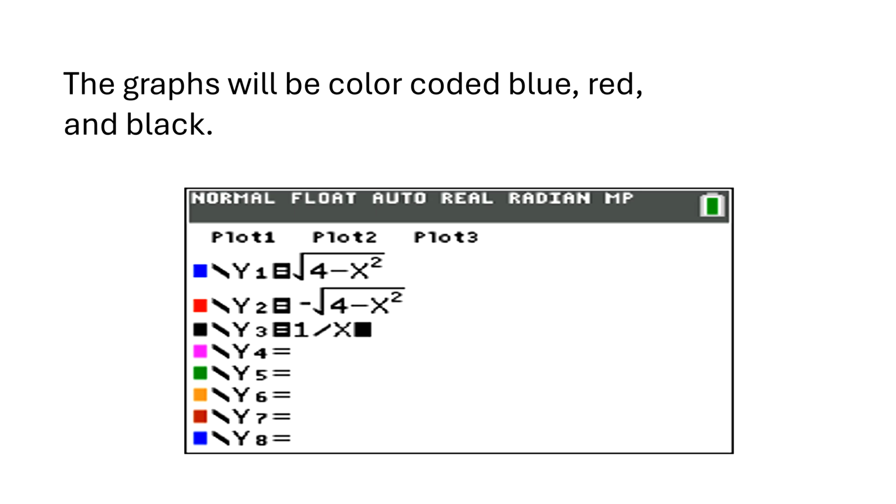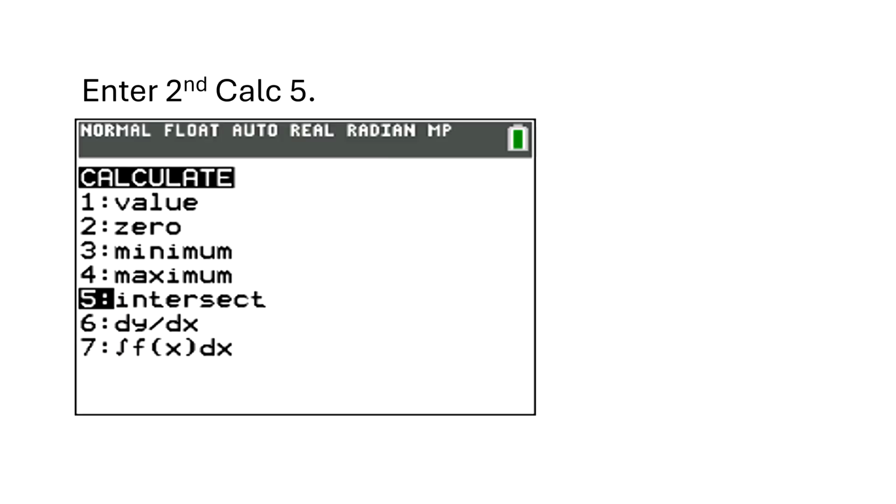So here's what your screen should look like. You have the three functions loaded. The top one will graph blue, the second one will graph red, the third one will graph black. If you don't have the Plus CE, you may be getting all black graphs, which is fine, as long as you can keep track of which one is which. So then we're going to go look for the intersection. We're going to go to second CALC, which is the shift of the trace key, and select 5 again.